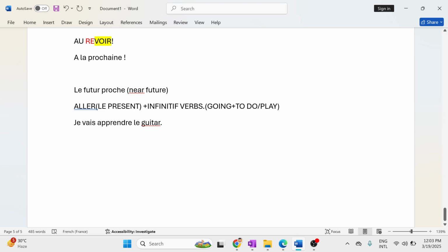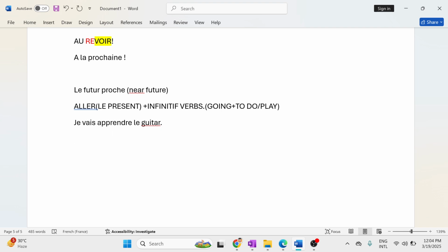Got it? Okay. But the meaning is not complete. What meaning is not complete? Because now let's say we're translating the whole sentence, which says I'm going to learn guitar from tomorrow. But I've just written a simple sentence. Je vais apprendre la guitare. You can add from tomorrow, demain. But I'm just saying it's simple. Je vais apprendre. It's the near future only, right?